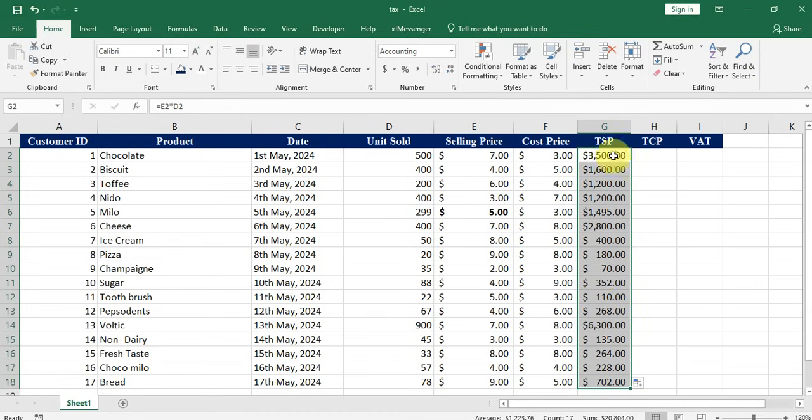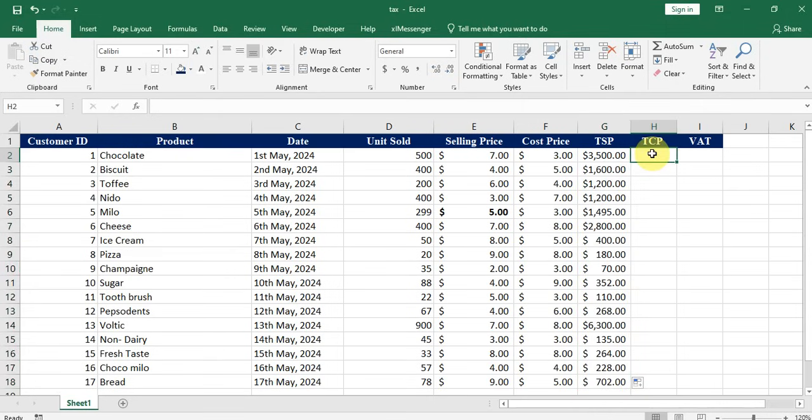We have already introduced the formula here, so Excel will use the formula that you used here to calculate all of them for you. So if your formula was wrong, Excel will use the same formula to calculate, which means all the total selling prices will also be wrong. So be mindful when you are choosing a formula to work on.